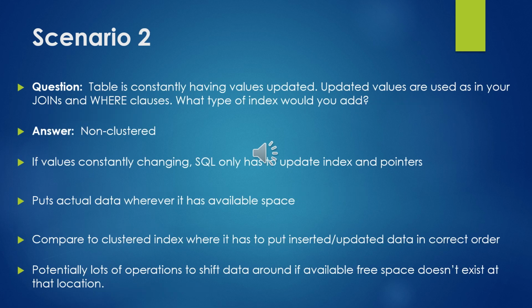In this second scenario, you have a table that is constantly having values updated. These updated values are used in your joins and where clauses. What type of index would you add? The answer is a non-clustered index. If our values are constantly changing, SQL only has to update the index and pointers while putting the actual data wherever it has available space on the disk. Compare this to a clustered index where it has to put the inserted or updated data in the correct order, meaning potentially lots of operations to shift the data around if available free space doesn't exist at that location.